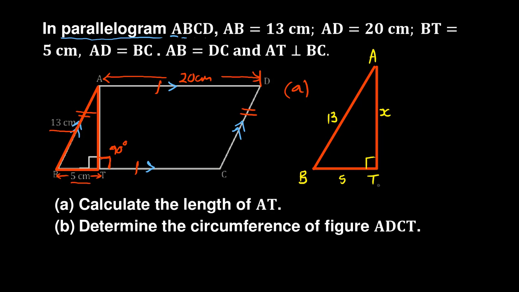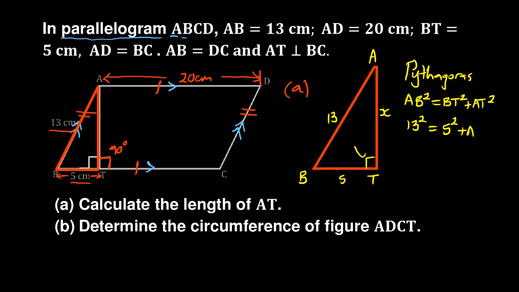I'm choosing a triangle with 90 degrees because what must come into your mind is the theorem of Pythagoras. The moment you have a 90 degrees, which is a right-angled triangle, and you have two sides, you can use the theorem of Pythagoras, which says, in this case, AB squared, which is the longest side, is equal to the sum of the squares of the shorter sides, which is BT squared plus AT squared. That's what Pythagoras says. So AB squared, which is your 13 squared, is equal to your BT, which is 5 squared, plus your AT squared. Remember, they want me to find my AT. This is what I'm finding.